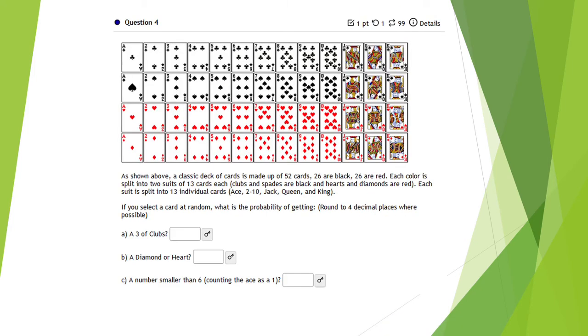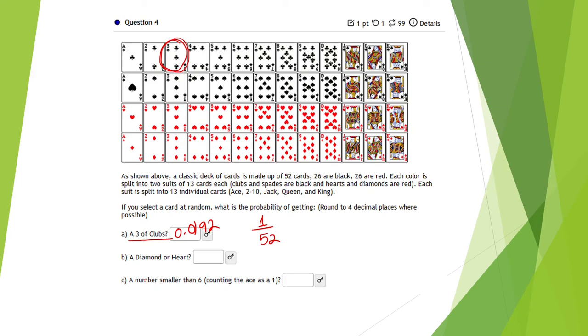For this example, we want to find the probability that if we select a random card, we will get a 3 of clubs. So we'll look for the clubs, and we're looking for the 3 of clubs, and that's this card right here. What's the probability of that? Well, that's one card out of a total of 52, so we can do division. 1 divided by 52, and that's approximately 0.0192.